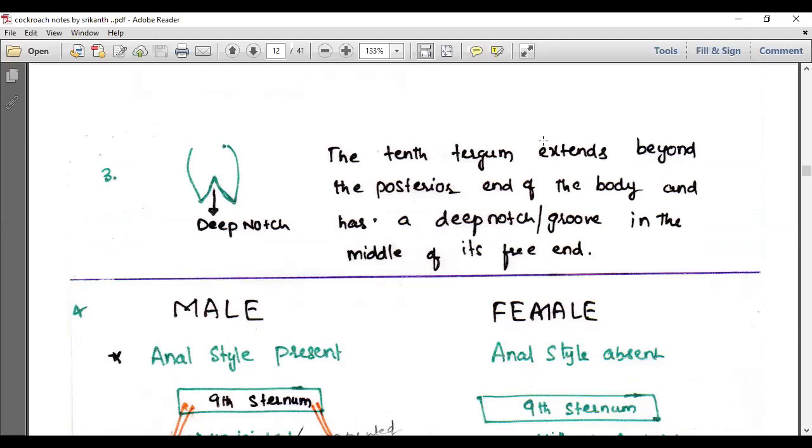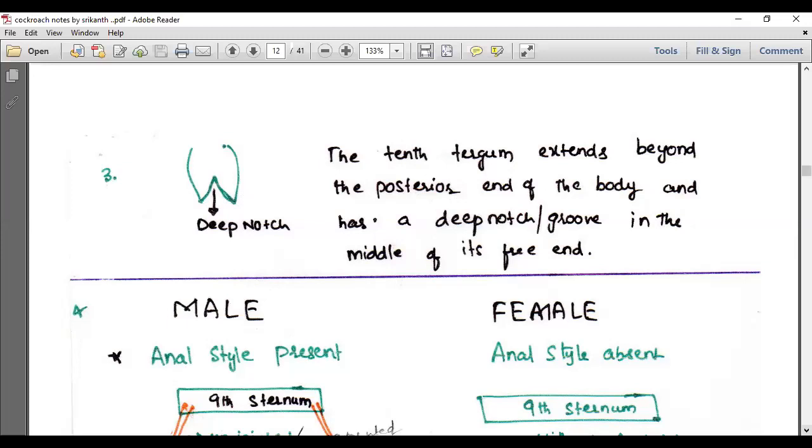The 10th tergum extends beyond the posterior end of the body and has a deep notch or groove in the middle of its free end. That particular deep notch or groove is visible in all the diagrams when we draw the digestive system, respiratory system, wherever external features. We have drawn it so many times, isn't it? So what am I saying now? The 10th tergum extends beyond the posterior end of the abdomen and has a deep notch or groove in the middle of its free end.